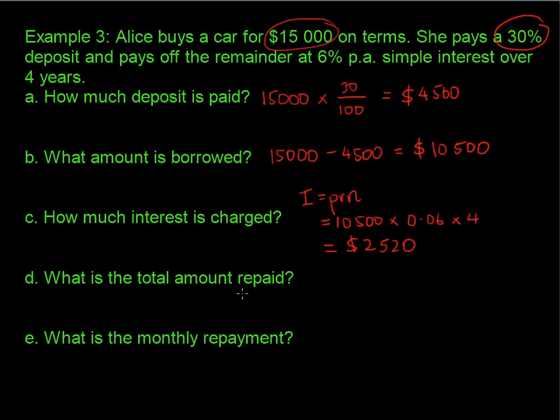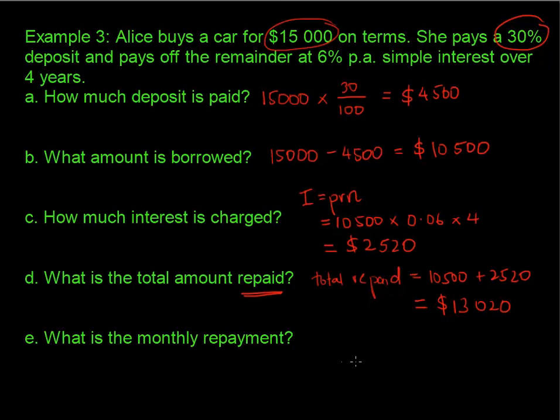The next part asks for the total amount repaid. In this case, we're going to exclude the deposit because we just want to work out how much she pays over the life of the loan. So the total amount repaid is going to be the amount she borrows, the $10,500, plus the $2,520, and that gives us $13,020. Notice if the question said how much does she pay for the car in total, then she pays this amount, but she's also paid the deposit, so we'd have to add them together. But in this case, we're just trying to work out the repayments.